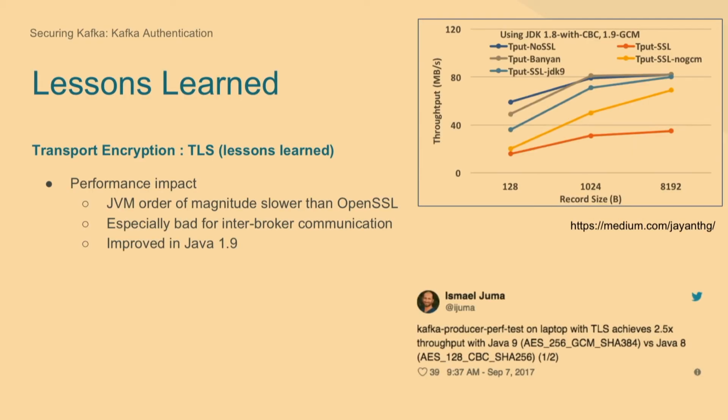So what are some of the lessons that we've learned here? A couple of things that we found is that Java is very slow, especially in 1.8. So we got significant increases in performance by going to Java 1.9.